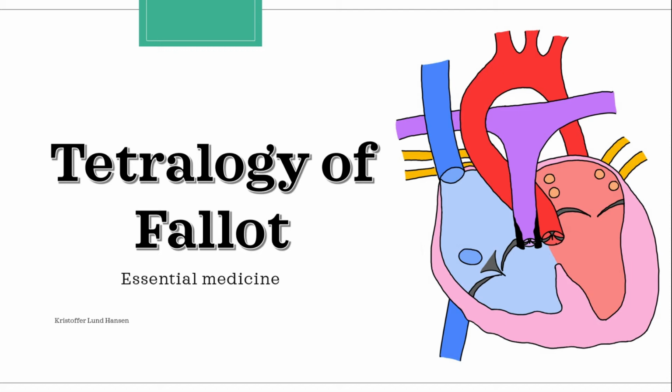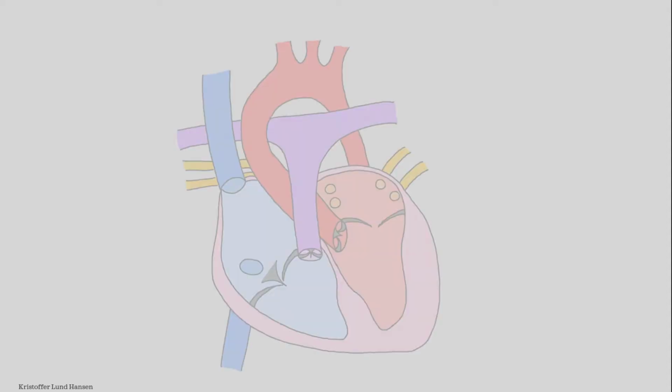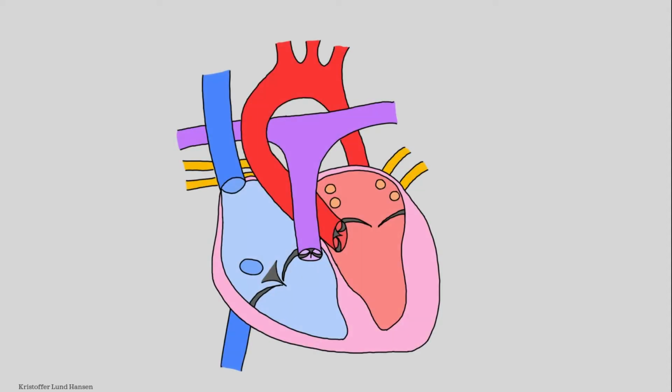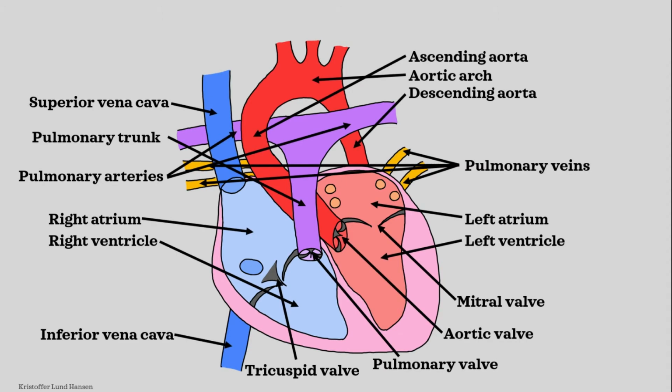This video will be about the Tetralogy of Fallot, and we will focus on the most essential knowledge that you need to know. So first of all, we will have to know what happens. To understand that, let's first look at a completely normal heart. Here we have an illustration of a normal heart with the most important structures. If you want to go over the anatomy, then pause the video here, otherwise let's continue.